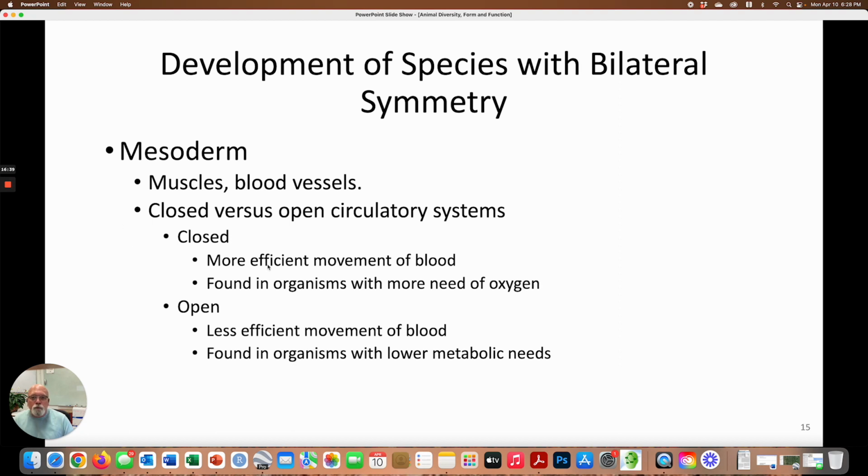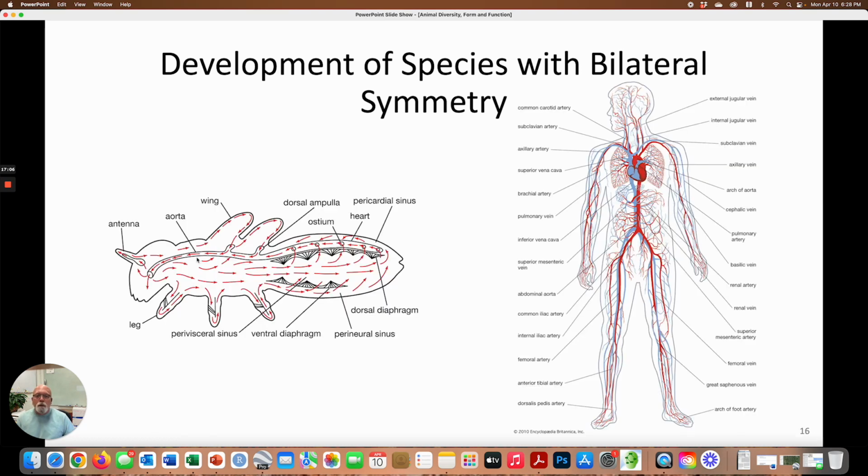We have different forms of circulatory systems. Closed circulatory systems are where all of the blood stays inside of vessels as it travels through the body. Open circulatory systems may have the blood in vessels for parts of its travel through the body, but then it's just open and kind of percolating through the body of the organism in other parts. And we'll look at that more closely when we look at, for example, circulatory systems in insects versus vertebrates.